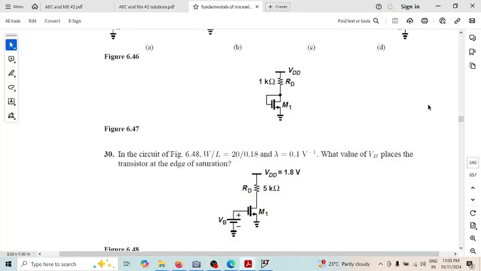Okay, in this video we will start solving a few more problems on MOSFET basics. This is the exercise problem from Fundamentals of Microelectronics by Razavi, which is one of the textbooks for your syllabus. So let us try to find, in this figure 6.48 having a specified value of W/L, VDD, RD, and of course channel length modulation lambda is also given. We are asked to find the value of VB to keep the MOSFET at the verge of saturation.